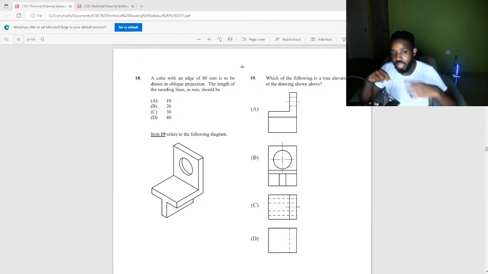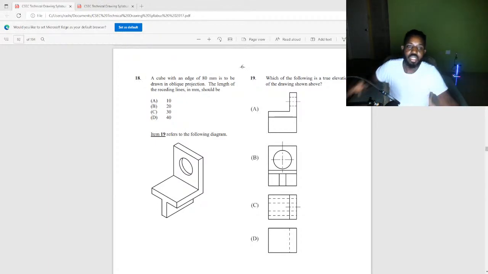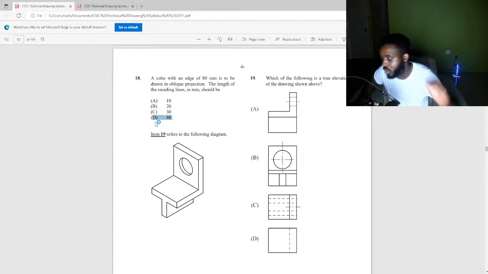So for cabinet oblique projection, for the lines that project out at the side, instead of drawing them at the full length, you draw them at half the length. So this says that if the edge is 80, we'll draw it as 40. So the answer for this would be 40.